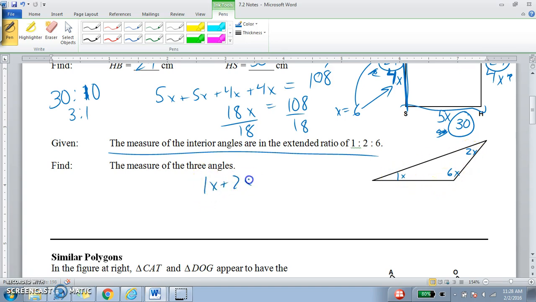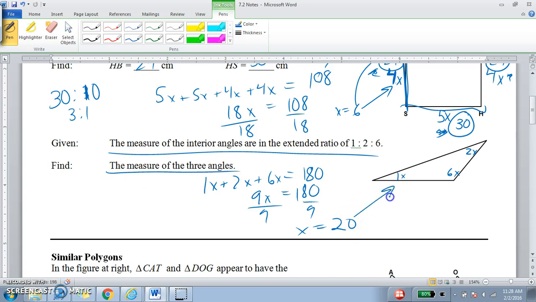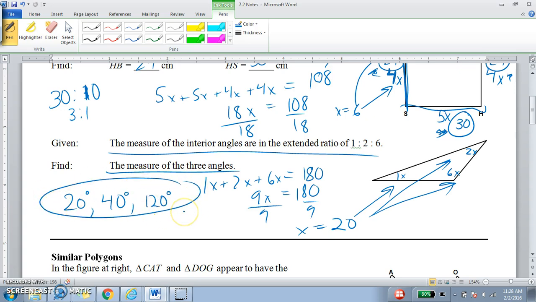So 1x plus 2x plus 6x needs to equal 180. This added up gives me 9x. When I divide, I'm left with 20. So it's asking me to find the measure of the three angles. Well, if x is 20, and I plug that back in to these three spots, I get 20 degrees, 40 degrees, and 120 degrees, which does add up to a total of 180.